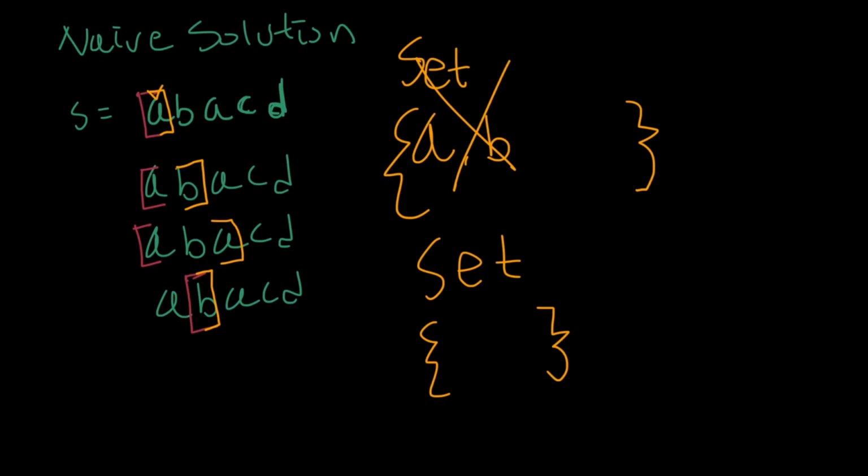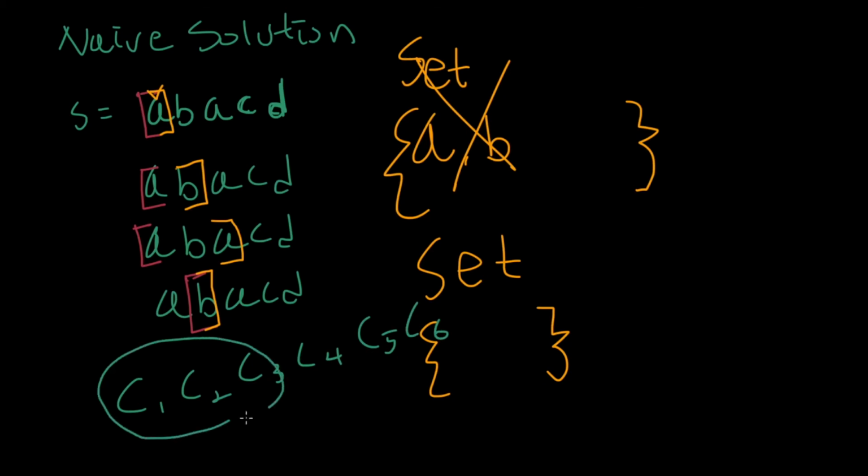So basically what we are doing here is that, let's say we have some random string like this. We're going to check this guy, and this guy, this guy, this guy like this.